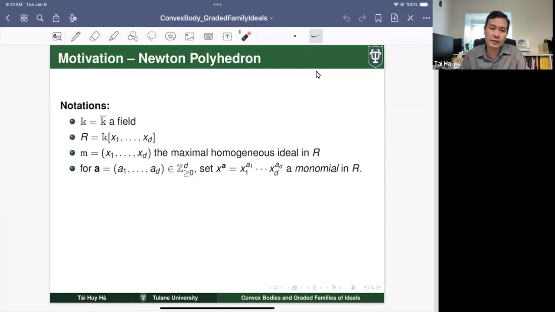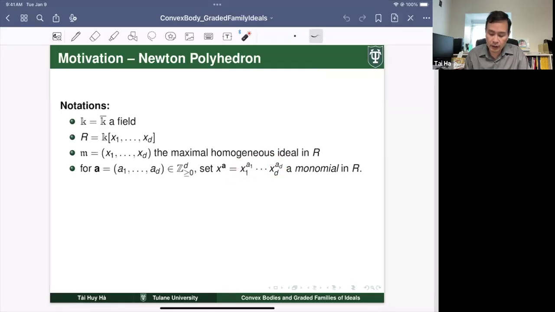To start, I'm going to fix a field, and a lot of the results that I'm going to talk about are actually true for an arbitrary field, but I'm going to just fix a field that is algebraically closed, just to make it easy for many of the statements. Then R is going to be a polynomial ring for now. Later on, I might even use regular local rings. And then M is the maximal homogeneous ideal. The standard notation for a monomial in R would be x to the A, where A is a vector of non-negative integers, and x to the A represents x1 to the A1 up to xd to the Ad.